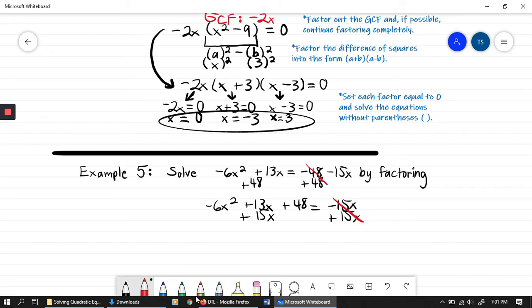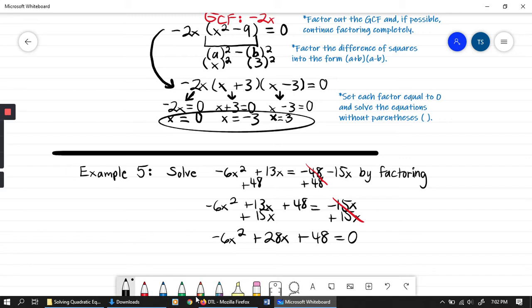That leaves us with 0 on the right side, and on the left side we've got negative 6x squared plus 28x plus 48 equals 0 now. So when we look at this, we should sort of recognize what to do. Even though it looks a little complicated, you should recognize that there are common factors between these terms in this expression on the left side.